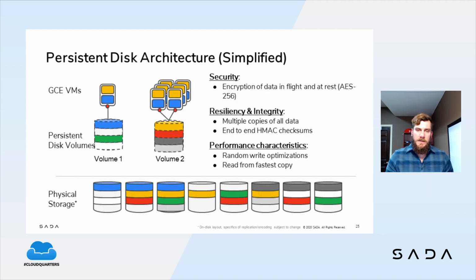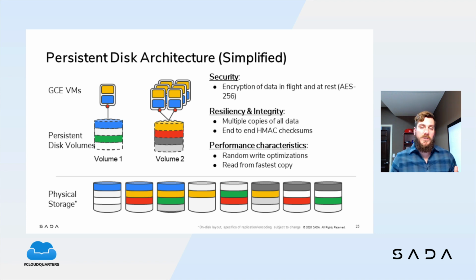So, stepping back, here's a persistent disk architecture. This is what it looks like from a simplified view. We do AES 256 encryption on all the in-flight and at-rest data. As we attach to the different persistent volumes, you've got the resiliency and integrity built in, so multiple copies of all the data are stretched across our physical footprint of the back end.